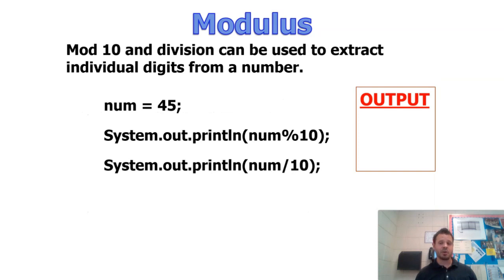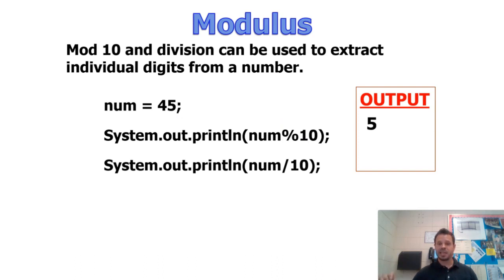Now, one of the big ways we'll utilize this modulus operator is to take numbers and pull them apart to get their individual digits. So we'll say mod 10 and division can be used to extract individual digits from a number. So let's say I have the variable num assigned with a 45. Well, what are these two lines of code going to do? If I print out num mod 10, that's going to give me the remainder after division by 10. So in other words, it's going to give me the last digit, the 5 here.